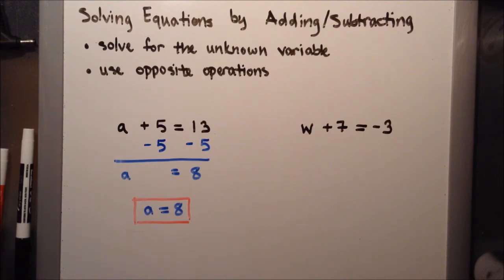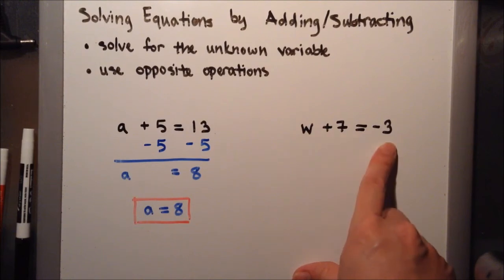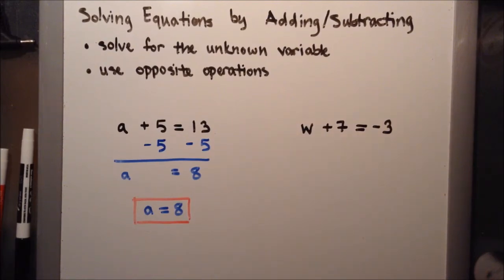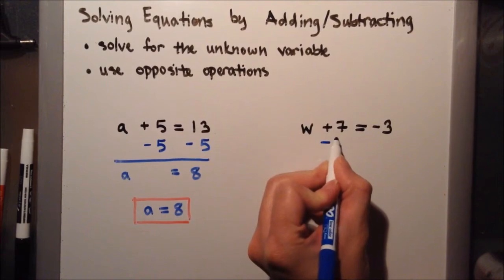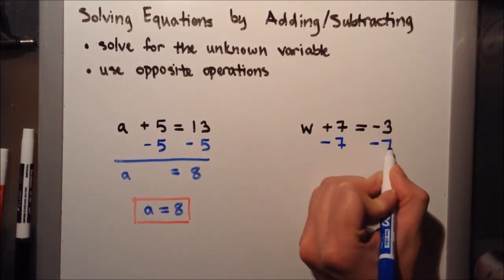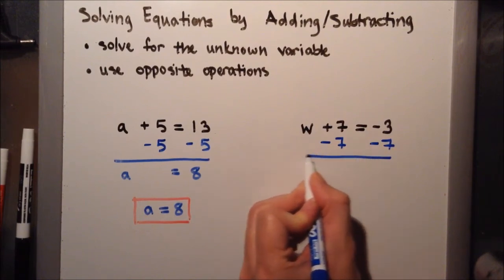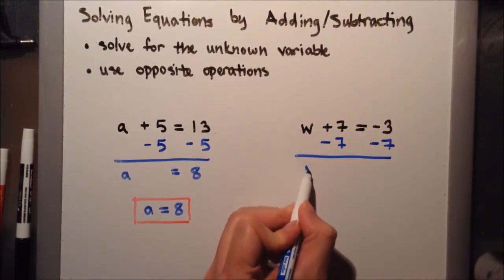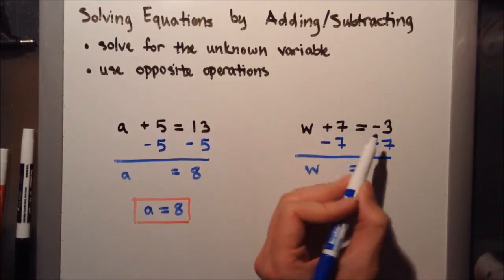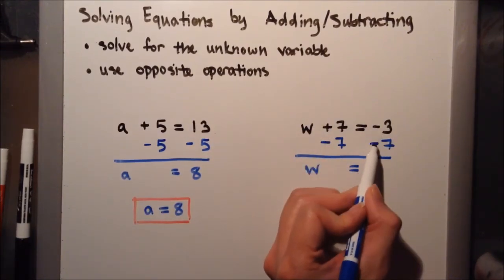Alright, example 4, we have w plus 7 equals negative 3. So we have plus 7 on the left side with w. The opposite of plus 7 will be minus 7. Since I did it on the left, I've got to do it on the right. So I bring down the w. The 7 cancels out. So here, I'm going to do negative 3 minus 7.